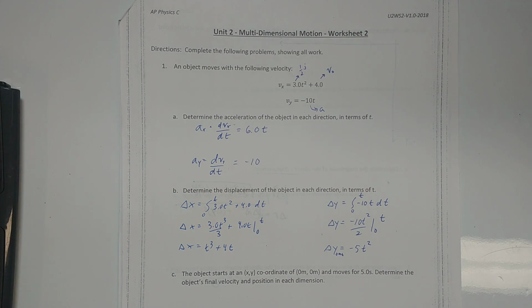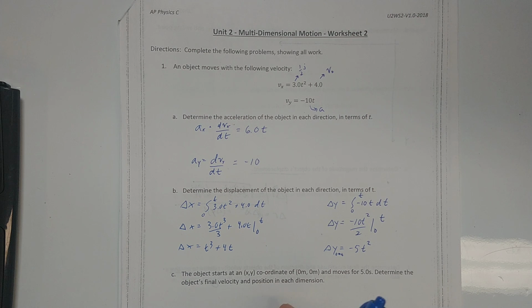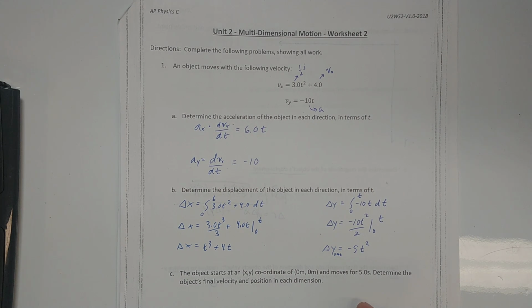It's maybe eventually going to take off back up. So the object starts at x coordinate of 0, 0 meters and moves for 5 seconds. Determine the object's final velocity and position in each dimension. Alright.